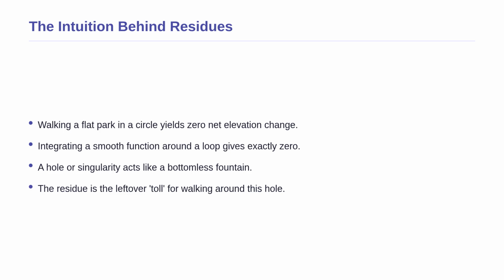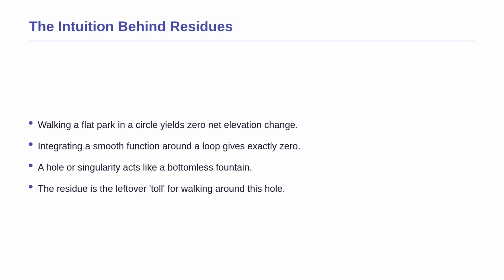To begin our journey, imagine walking around a park. If the park is completely flat, walking in a full circle brings you back to your starting elevation with zero net change. In complex analysis, integrating a smooth, well-behaved function around a closed loop is just like that. It always gives a result of zero.